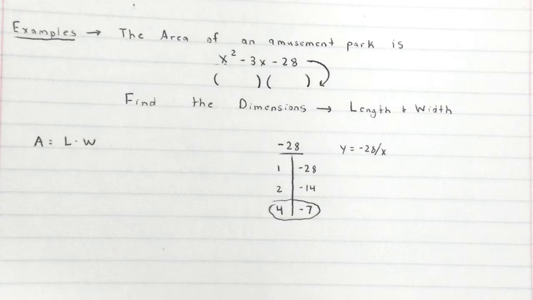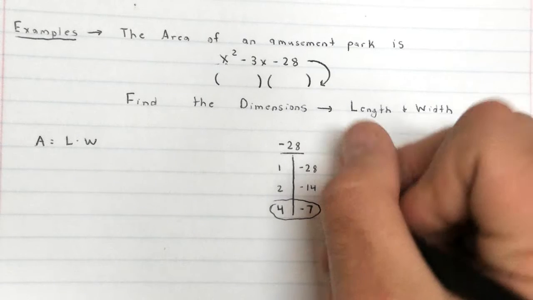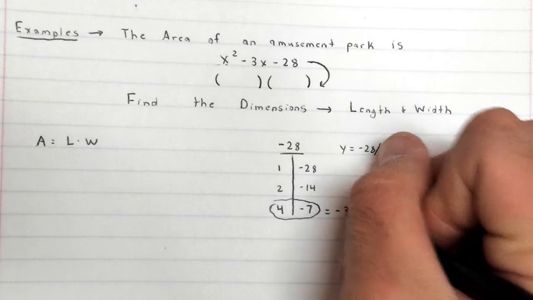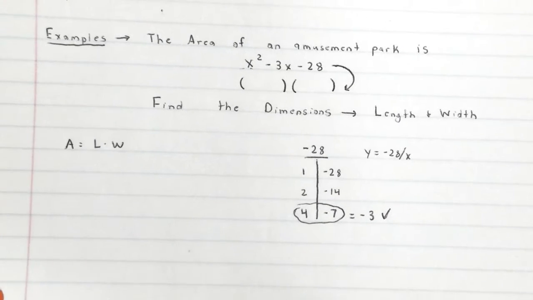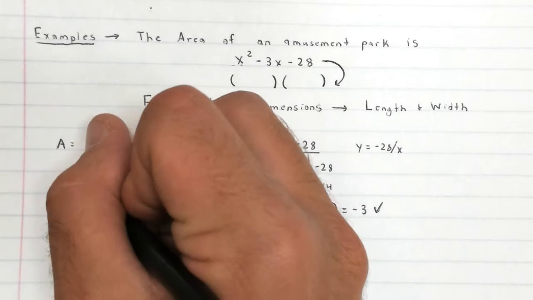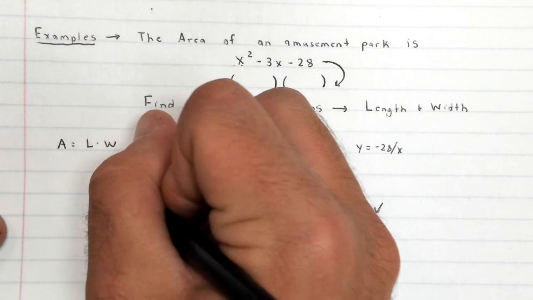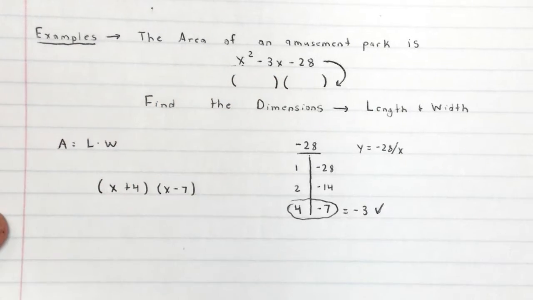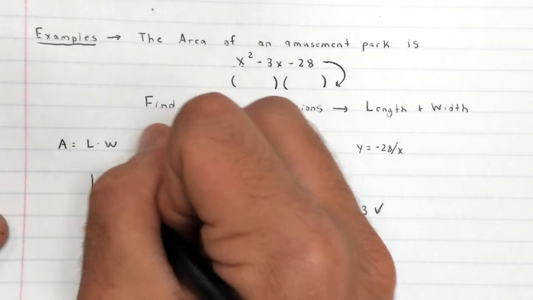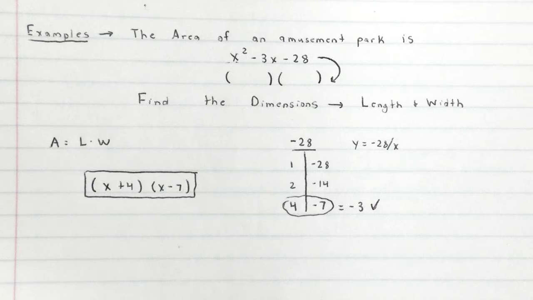If I combine those, 4 plus a negative 7 would give me negative 3. So boom. Pretty easy. Again, I want you to take the fastest way possible. So that means my factors are going to be x plus 4 and x minus 7. Boom. Super easy, straight to the point. I love it.